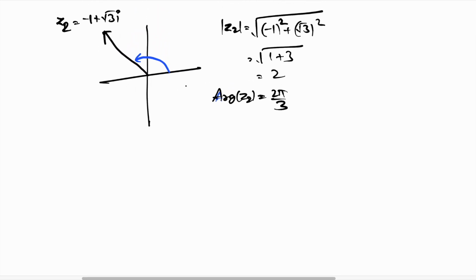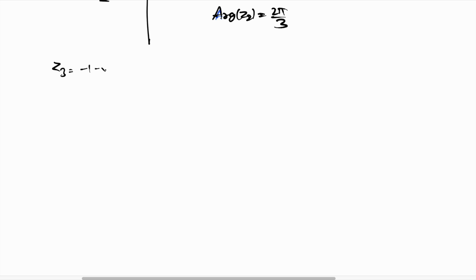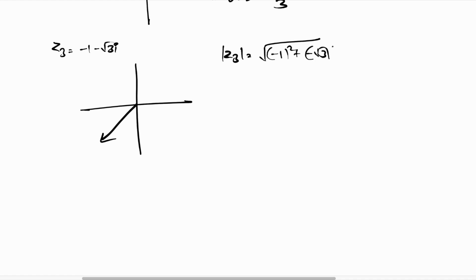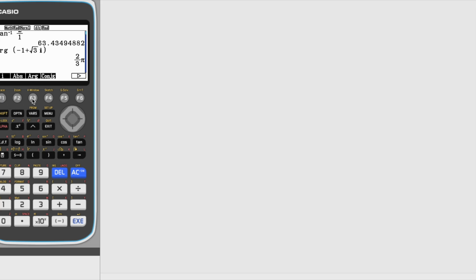Next, I'll consider a complex number in the third quadrant. Z3 equals minus 1 minus root 3i. That is a complex number with both real and imaginary part negative, so it is in the third quadrant here. The modulus firstly is by the Pythagoras theorem, which is square root of minus 1 squared plus minus root 3 squared, which is 2 again. And the argument in this case, I'll try finding on the GDC. I'll press arg, open close brackets, minus 1 minus shift root 3i, which is minus 2 pi by 3.